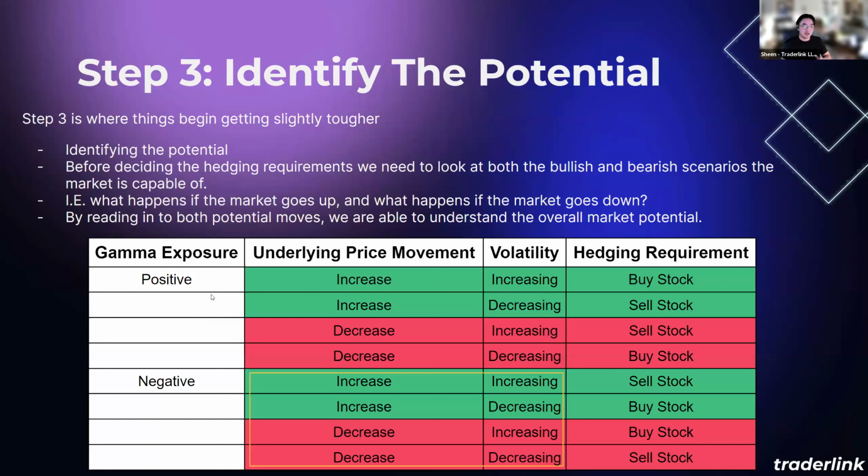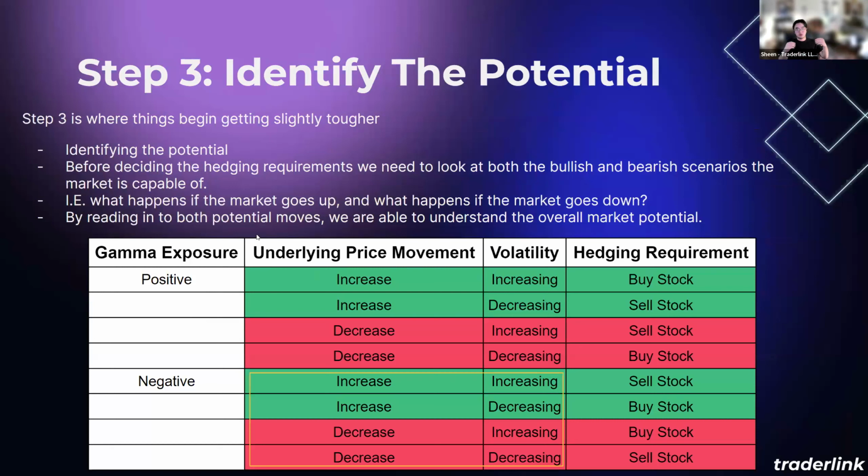So before deciding the actual hedging requirement, we need to look at both the bullish and bearish scenarios that the market is actually capable of, right? So, what happens if the market goes up, or what happens if the market goes down? This is the next section, right? Underlying price movement. What happens if the market increases? What happens if the market decreases, right?